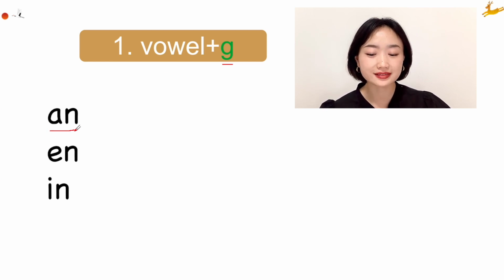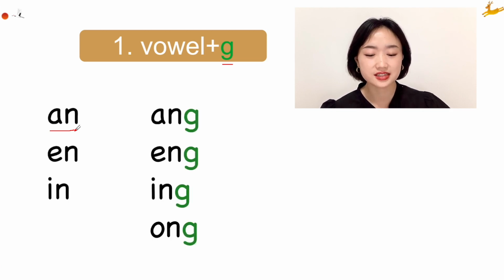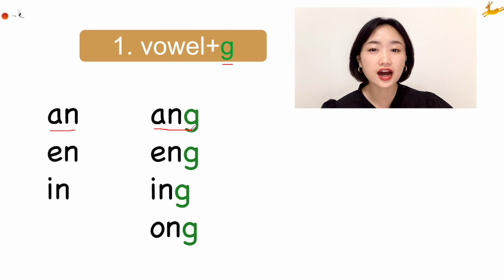You know, the first one, it says an. Yes. How about an plus g? Listen carefully. Ang, ang, ang. Again. Ang. It's a tricky one. This one says an. This one says ang. Now I know what you're thinking. This sounds very similar, but the truth is they're different.